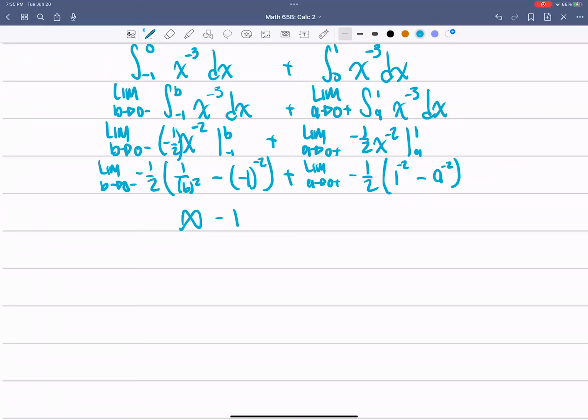But even just stating that that part goes to infinity tells us that it's not going to be converging, it's going to be diverging. But let's just see what the rest of this is. 1, and then we have minus another infinity. So yeah, this is going to diverge to infinity.